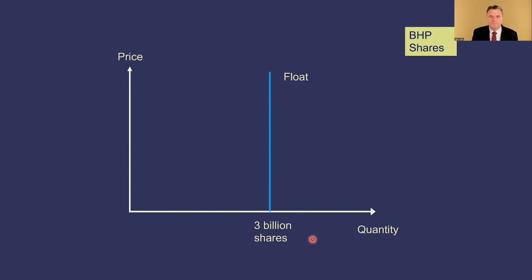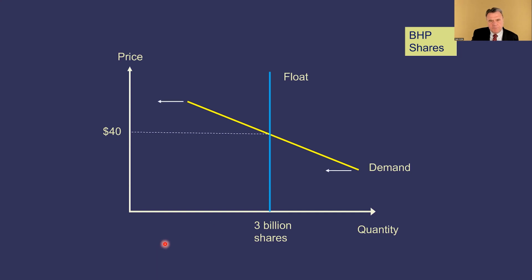And that doesn't change. Now, there's demand for BHP shares. So when the price of BHP shares goes down, then people demand more of those shares, other things equal. If the price goes up, then they don't want as many. And putting demand and supply together, we get the price in the market. Let's say that that's $40.